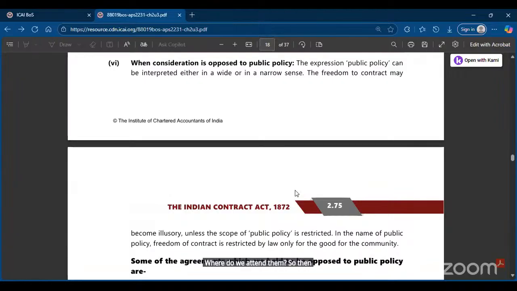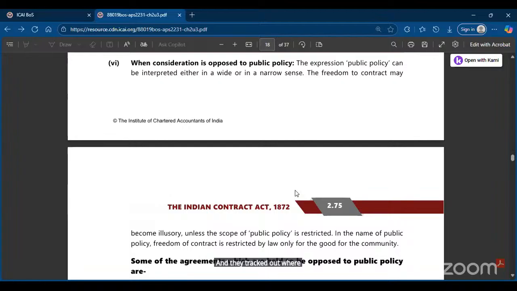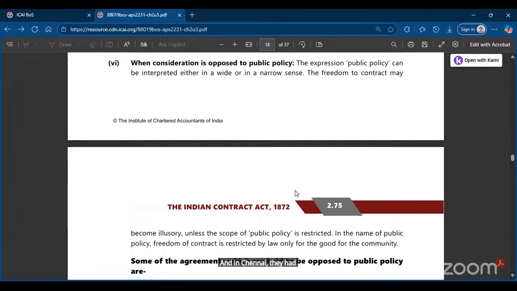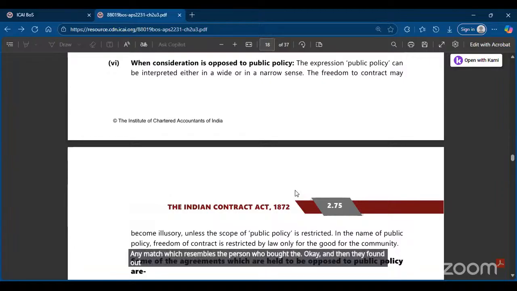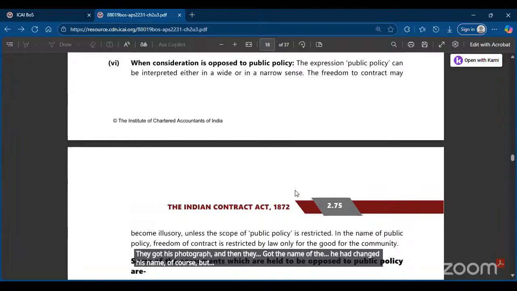So then the police went through the CCTV footage of all those 5 malls for the past 1 month. And they tracked where this cap had been purchased. They found that it had been purchased in a mall in Chennai. In Chennai, they had a brief idea of those people who had seen it, any match which resembles the person who bought the cap. Then they found out that this fellow had gone at 1:35 in the Chennai mall. They got the CCTV footage from that shop and his photograph. He had changed his name, of course, but they tracked him down to previous criminals.